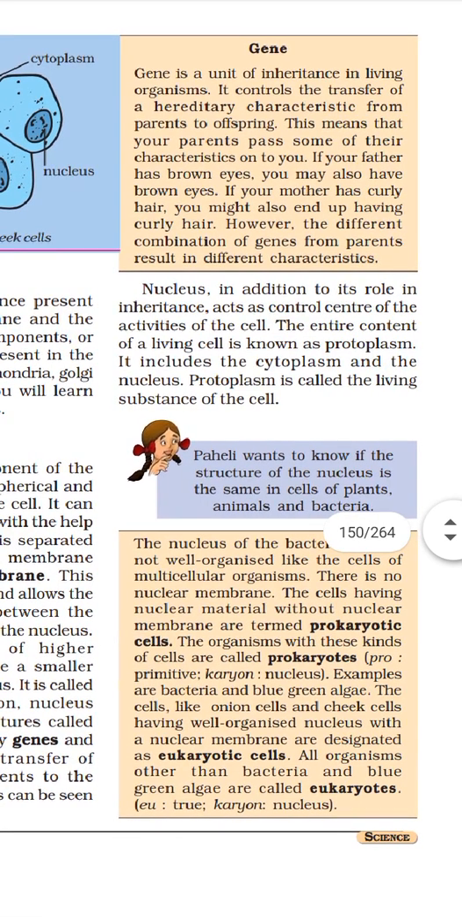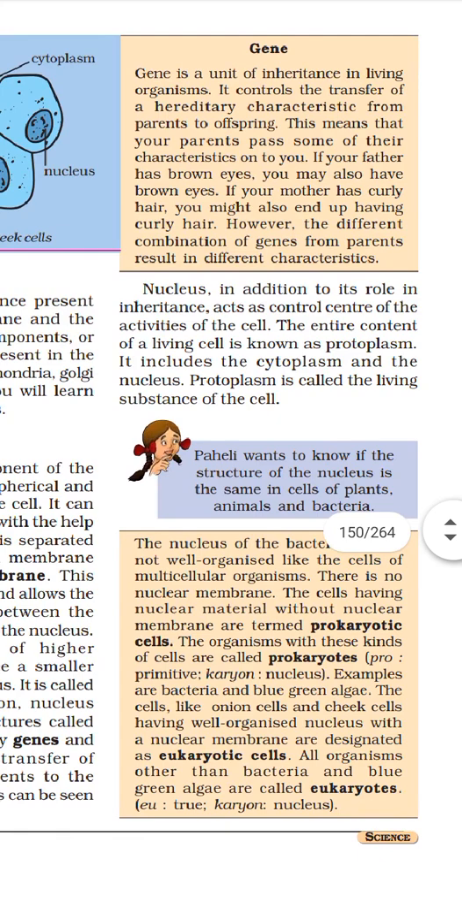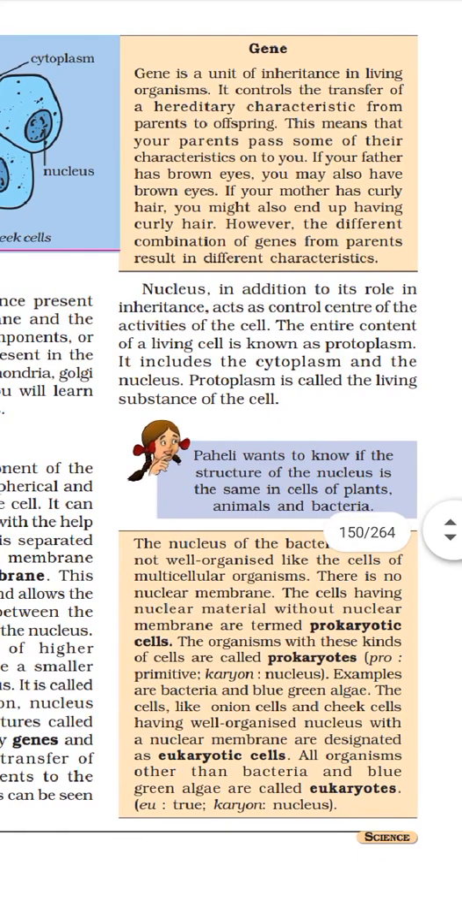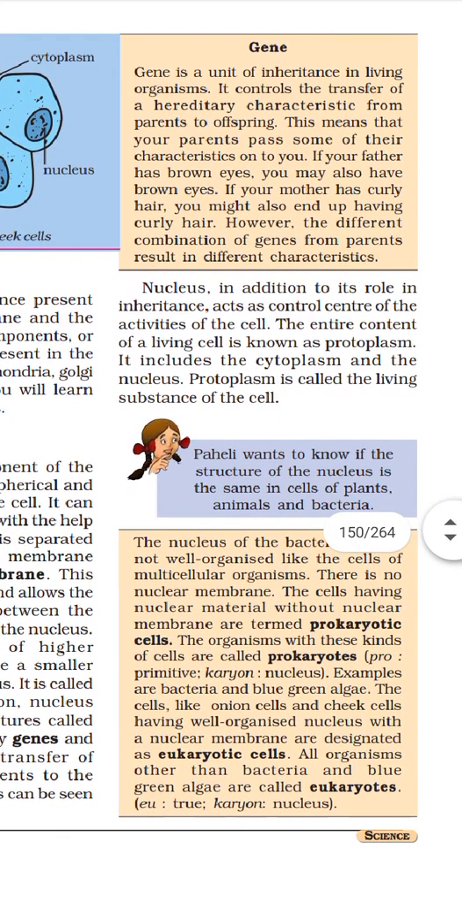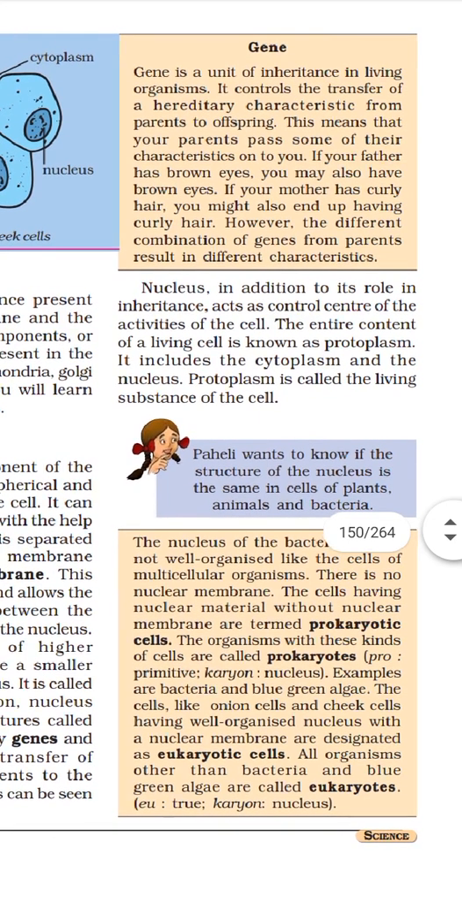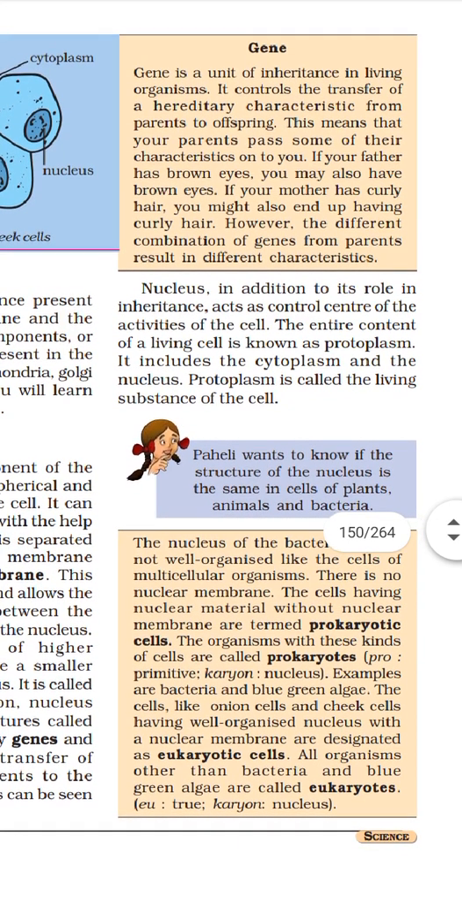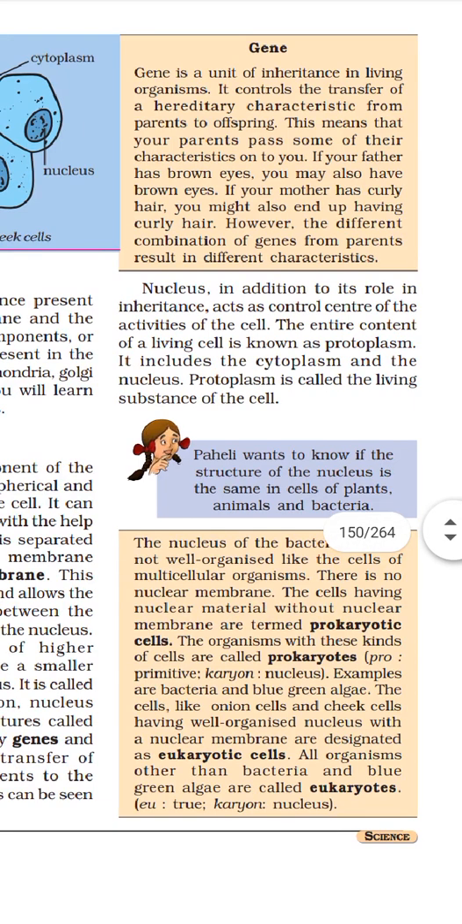Other cells like onion cells, cheek cells have a well organized nucleus with a nuclear membrane and are designated as eukaryotic. All organisms other than bacteria and blue-green algae are called eukaryotes.